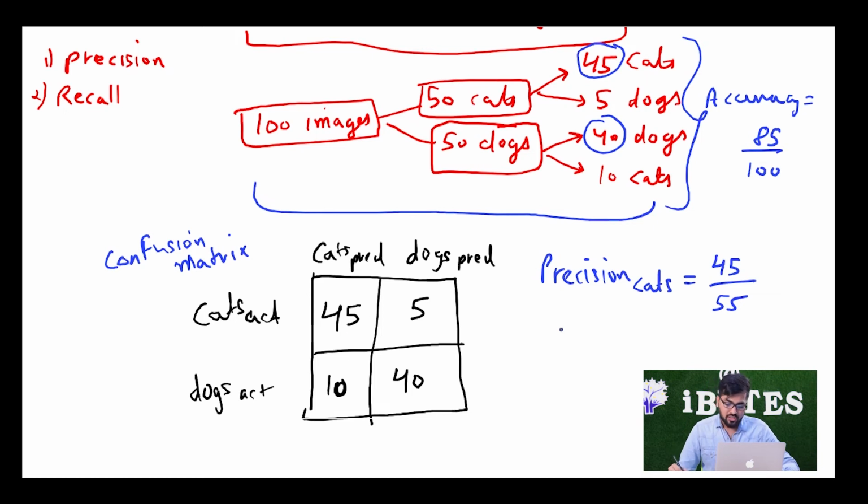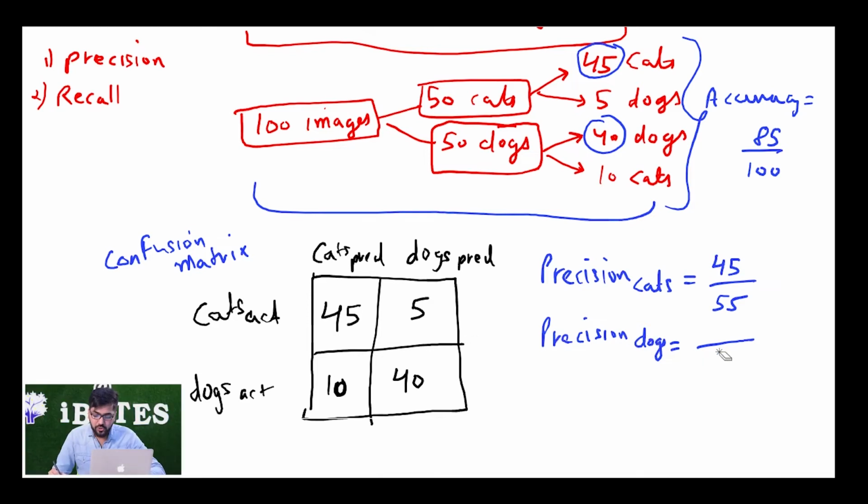Okay. Similarly, if I talk about precision for dogs, how many images had I labeled as dogs? 5 plus 40. So these 45 images were labeled as dogs by me, that I predicted these 45 images as being the images of a dog. So it is going to be 45, and out of those 45 I was correct in 40 of them. So this is my precision for dogs.